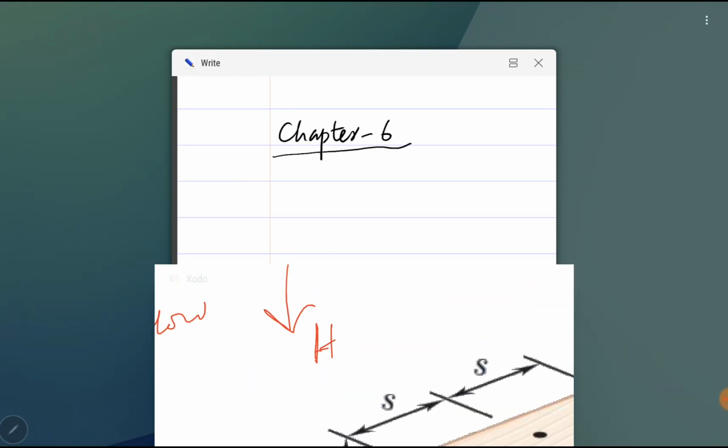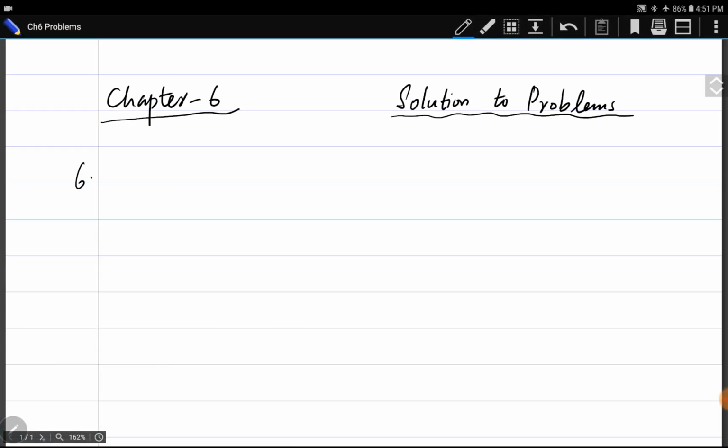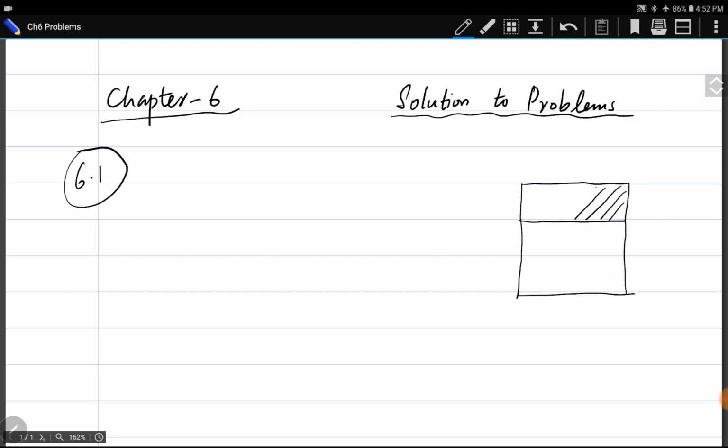So I will move towards the solution. Problem 6.1. There are 3 planks, so we need to consider this area. It has a distance of y dash from the centroid of the area. These distances are given to us. Each one is 50 mm.